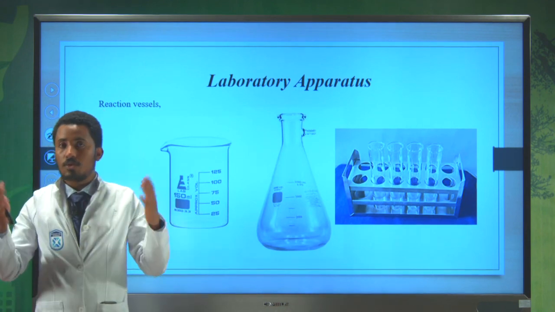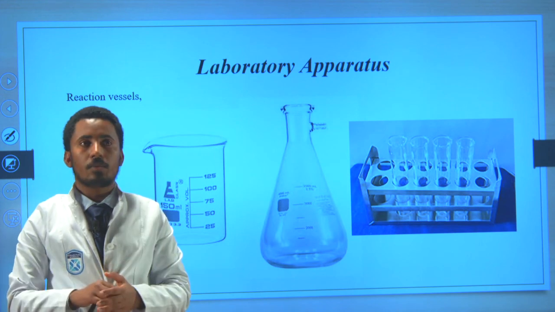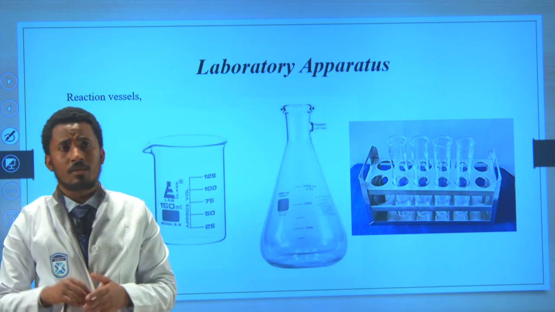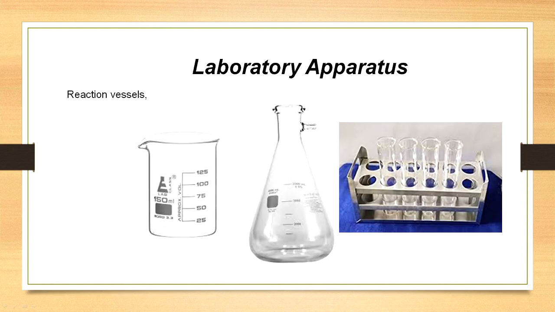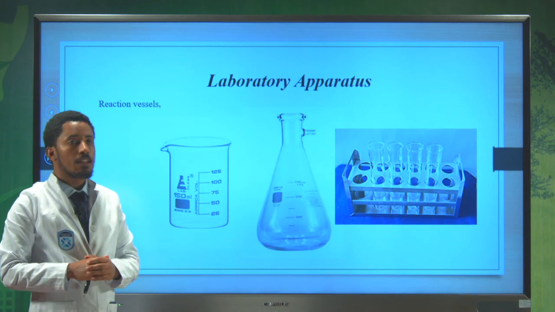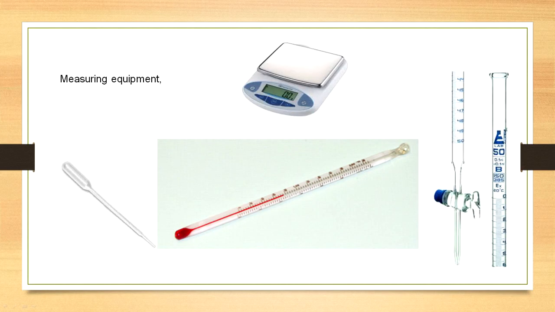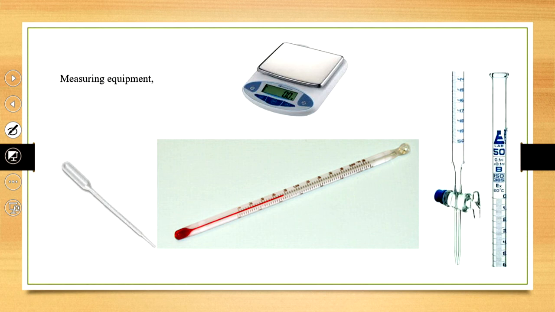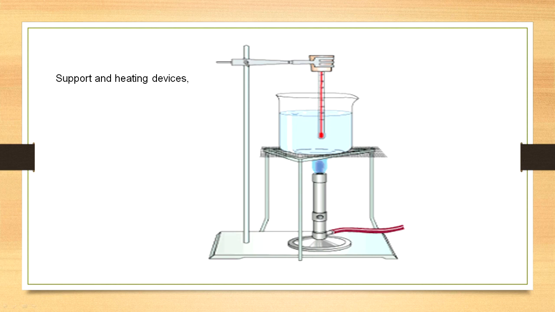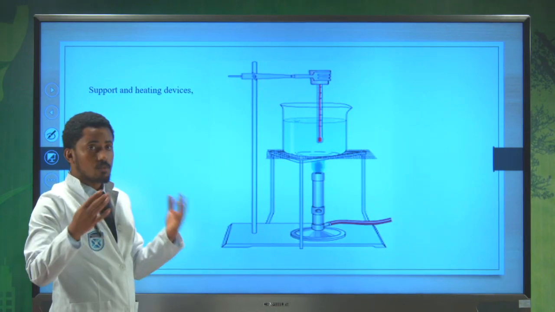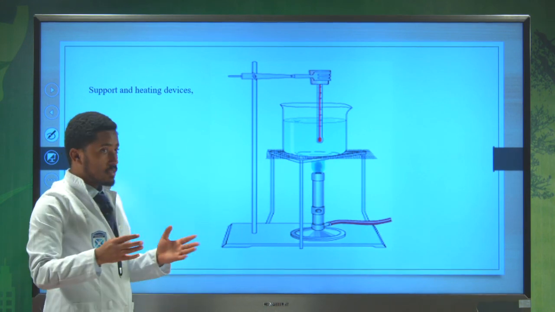In the laboratory, we have to use apparatuses. These apparatuses in chemistry we classify into 3 groups. The first one is reaction vessels, which means the apparatus that we use to handle these experiments, such as flasks and test tubes. The other equipment is measuring equipment. Usually we use them to measure what we are going to do in the experiment, such as a balance, a thermometer for the temperature, and pipettes. The third one is support and heating devices, such as tripods and stands.